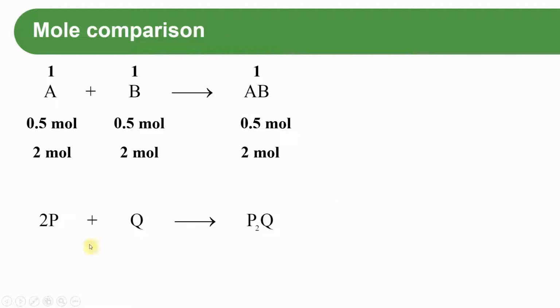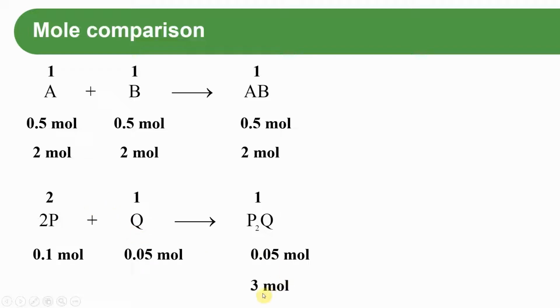So just another example, 2P plus Q giving us P2Q. So in this example, the ratio is 2 to 1, producing 1 mole of P2Q. Alright, so let's say 0.1 mole of P has to react with half of this value for Q, which is 0.05, and also 0.05 mole of P2Q is produced. Because the ratio is 2 to 1, so we have to divide by 2.